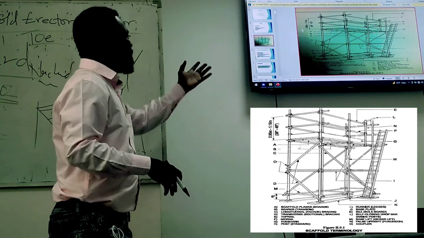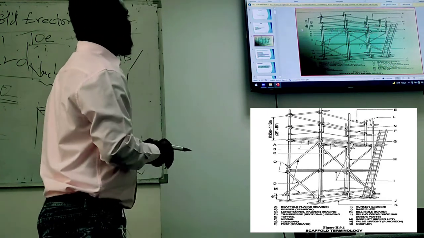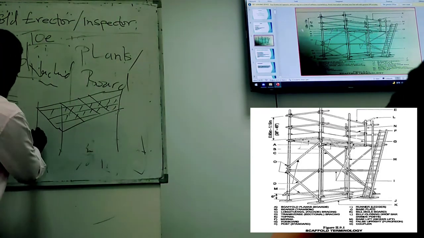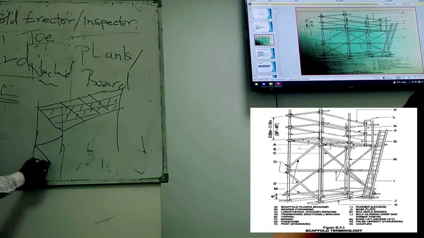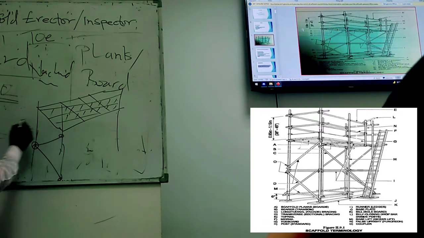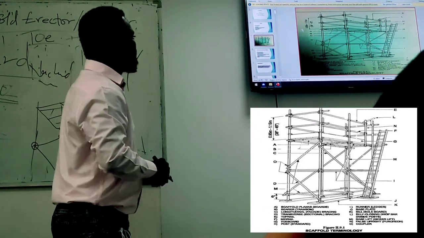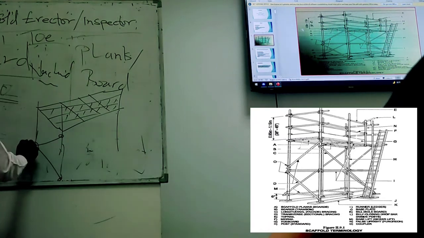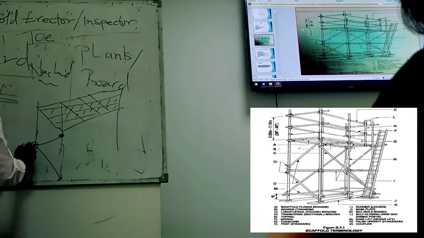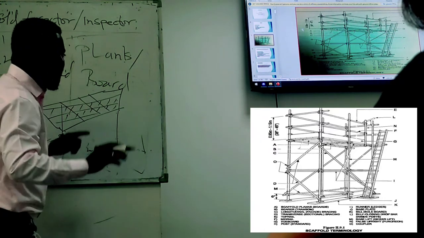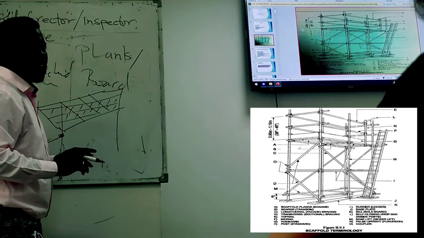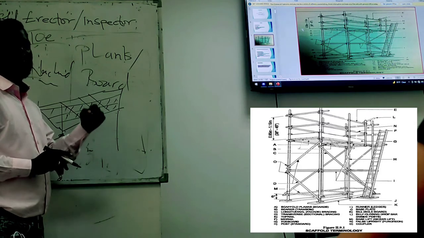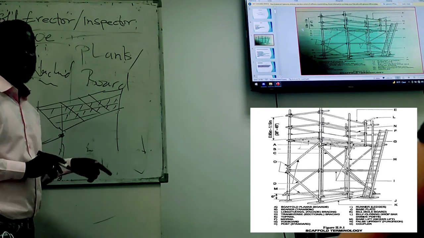Okay. So now what is C? This is C, the longitudinal brace. Longitudinal means from one standard to another standard. So there is another bracing. Longitudinal is the brace that is used to support one standard to another standard.